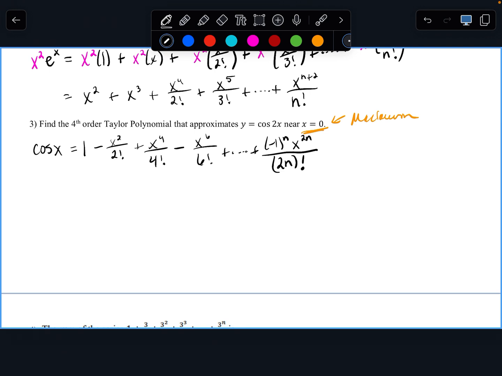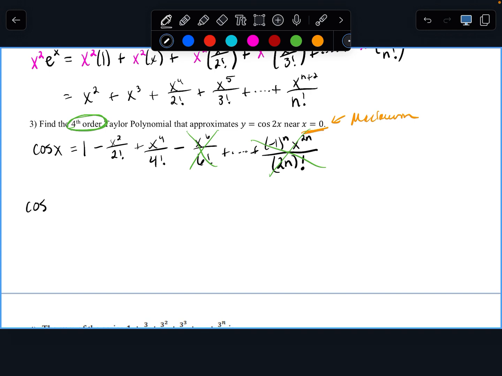That's how I remember that one. Okay. But here's the deal for this one. When it asks for the 4th order, what that means is if I just want the 4th power, I don't need this general term. They don't want that. I don't need the 6th power. So really all I need is the first 3 terms. So those kind of problems, all you do is take the chunk of it.